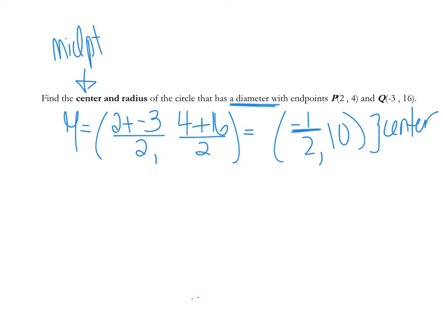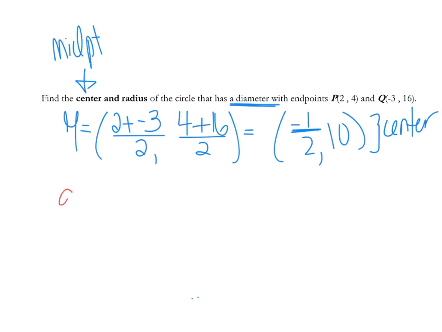Now to find the radius, there's 1 of 2 ways you can do this problem. You can either use an endpoint and the center to find the distance of the radius, or you can find the distance of the diameter and then divide by 2 to find the radius. The reason why I'm going to pick that route is so that I don't have to deal with squaring a fraction.